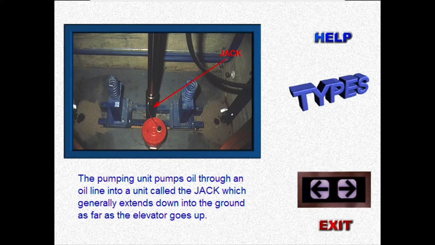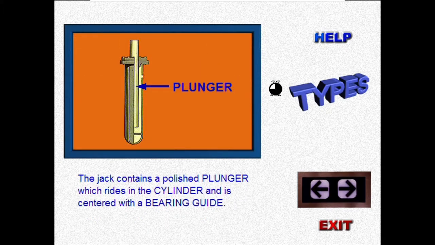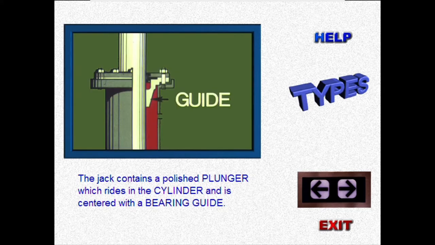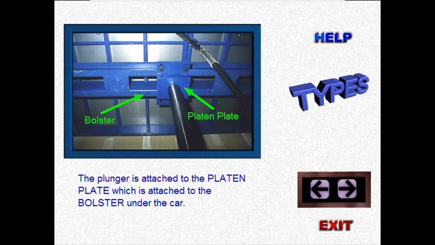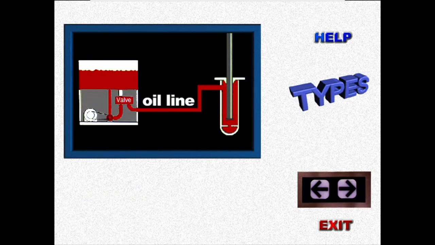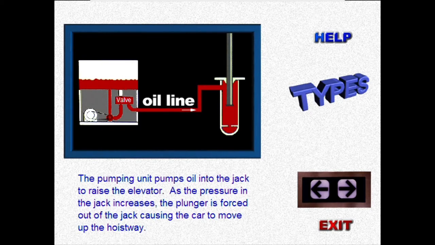The pumping unit pumps oil through an oil line into a unit called the jack, which generally extends down into the ground as far as the elevator goes up. The jack contains a polished plunger which rides in the cylinder and is centered with a bearing guide. The plunger is attached to the platen plate, which is then attached to the bolster under the car. The pumping unit pumps oil into the jack to raise the elevator. As the pressure in the jack increases, the plunger is forced out of the jack, causing the car to move up the hoistway.